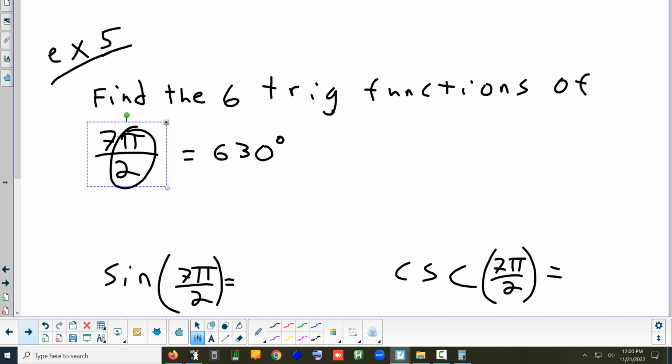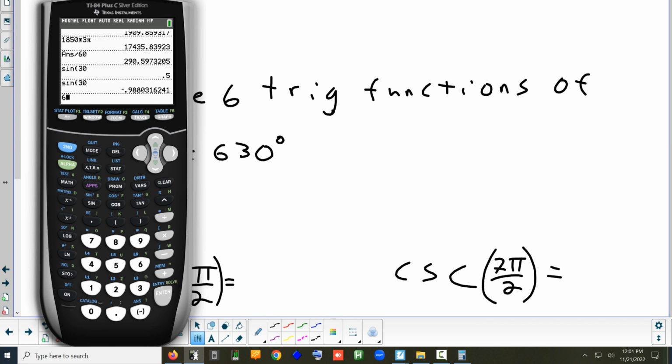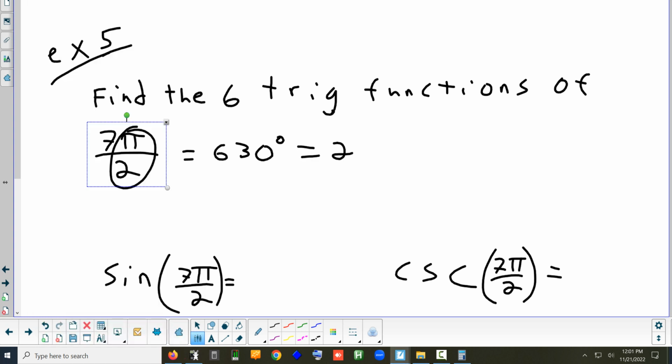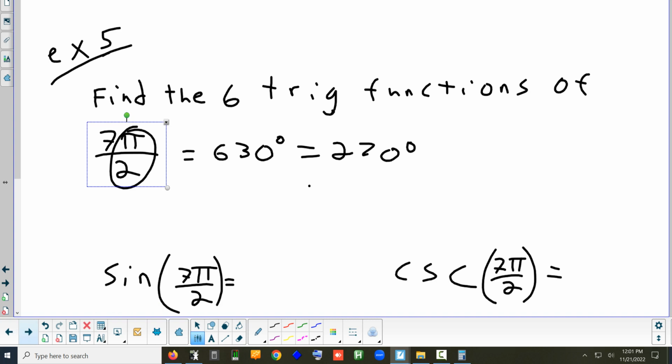Now, we talked about what happens when an angle is more than 360. It just means you went around more than once. What can you subtract from that to make it smaller? You can always add or subtract 360 from an angle to make it more manageable in your head. So that's the same as 270. And 270 we know, we just did. So this would be the same as example 3. So I'll just put see example 3.